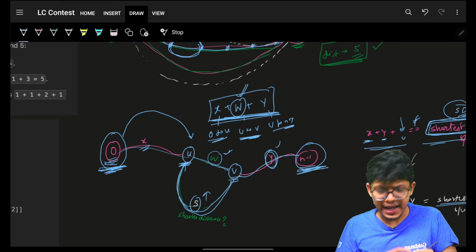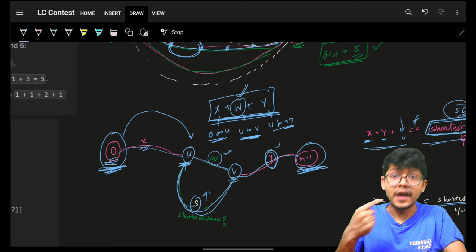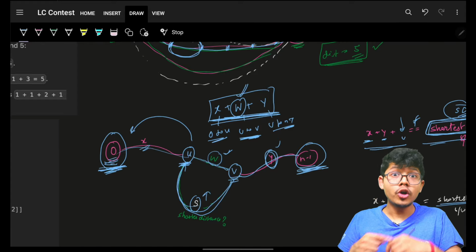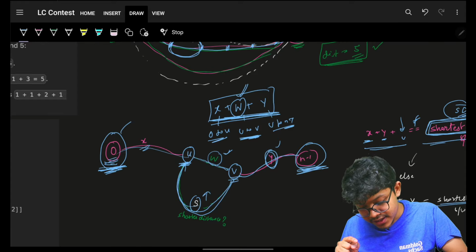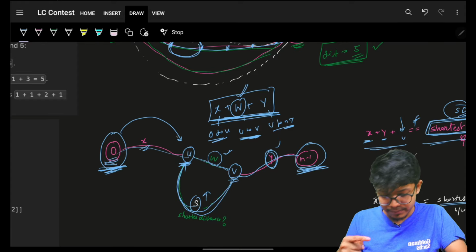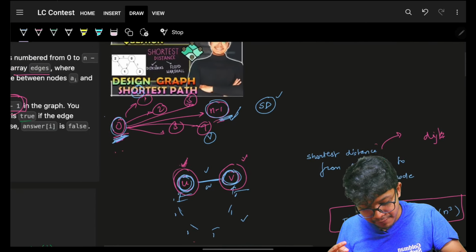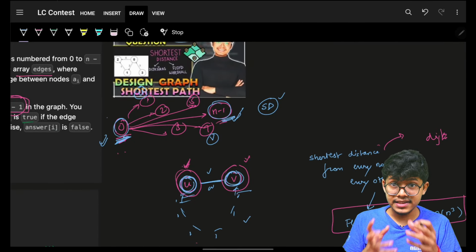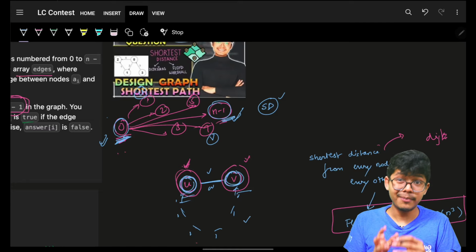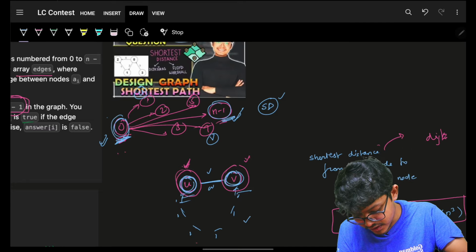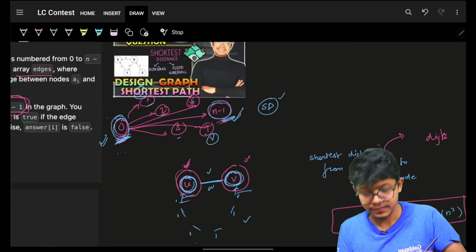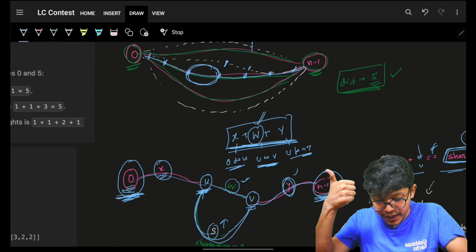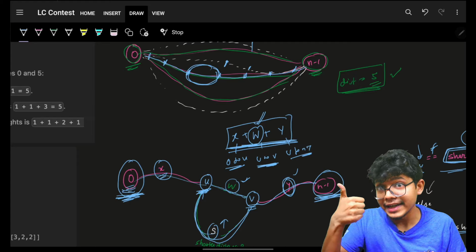And why am I going vice versa? Why am I not finding the shortest distance from u to 0? I am instead doing 0 to u. I am doing this because I know I have previously computed the shortest distance by applying Dijkstra's. I have previously computed the shortest distance from node 0 to every other node. So this 0 to node u, I know it for sure. I have computed that already.